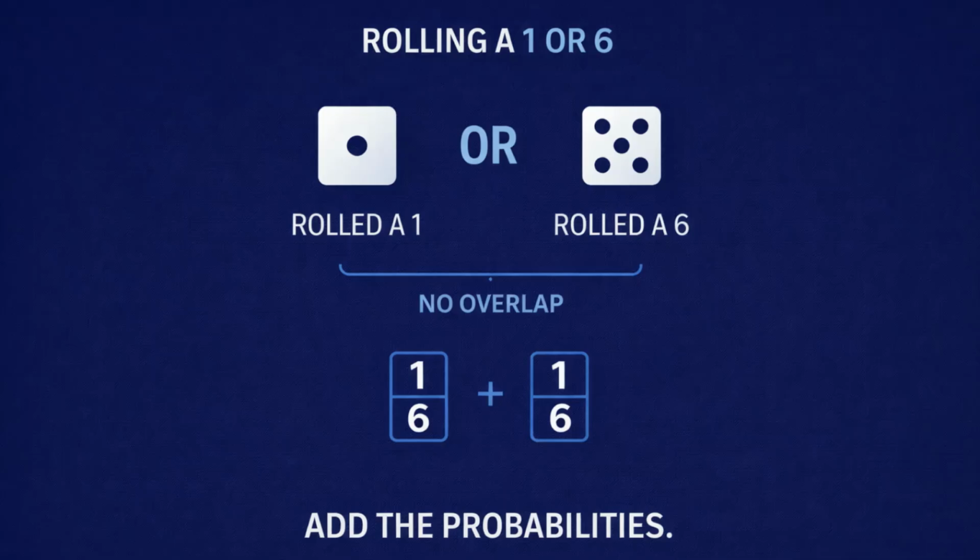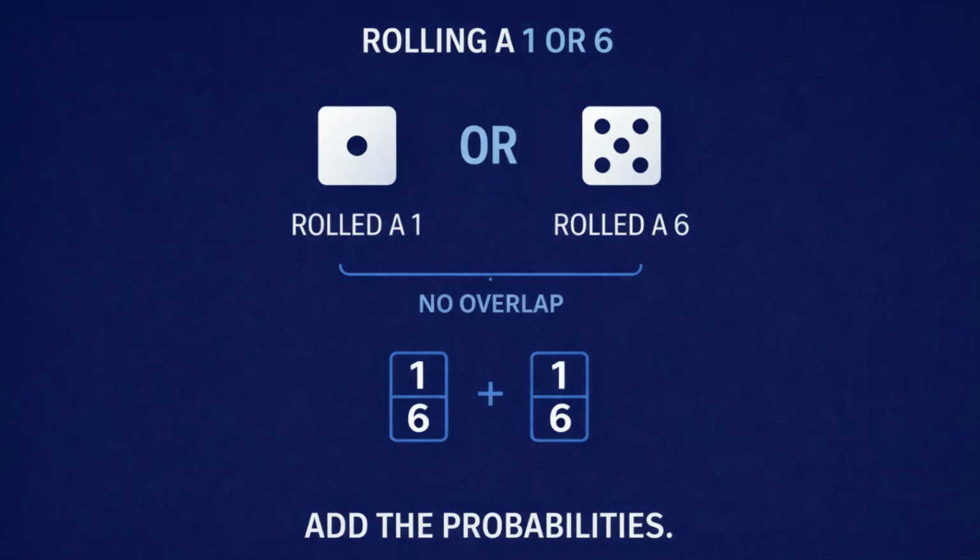Suppose a die is rolled, and we want the probability of rolling a 1 or rolling a 6. The first question to ask is whether both events can happen at the same time. On a single die roll, it is not possible to roll both a 1 and a 6. That means there is no overlap. In this case, we can add the probabilities.